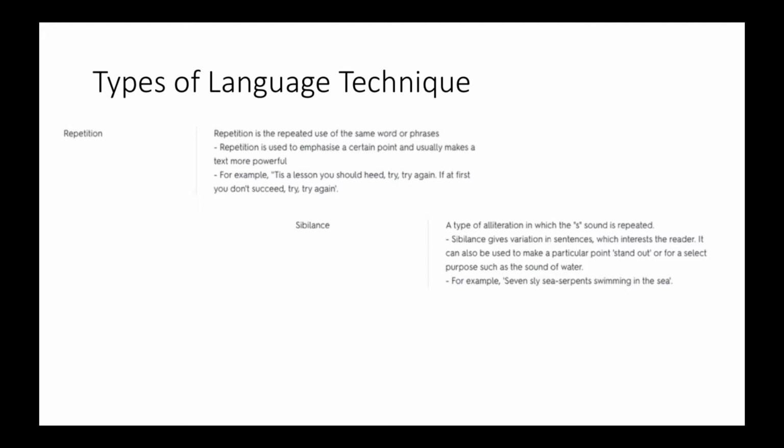It gives variation in sentences, which interests the reader, apparently. It can also be used to make a particular point stand out for a select purpose, such as the sound of water. For example, seven sly sea serpents swimming in the sea.